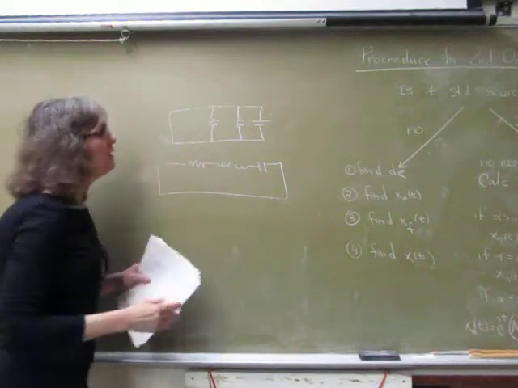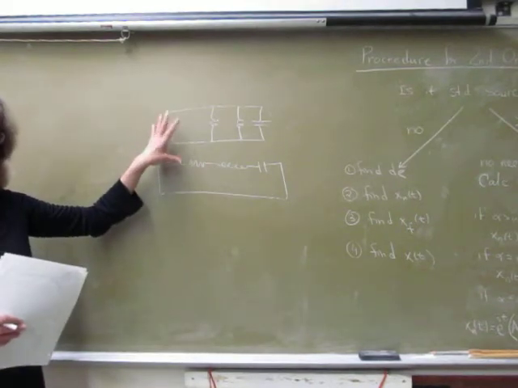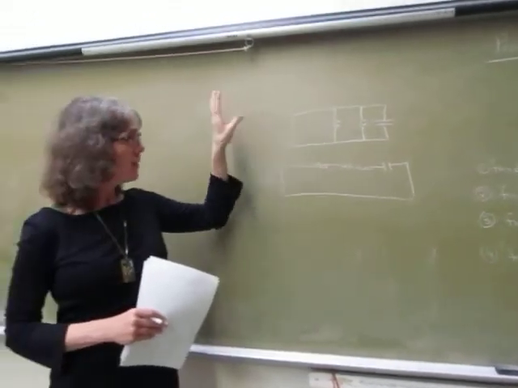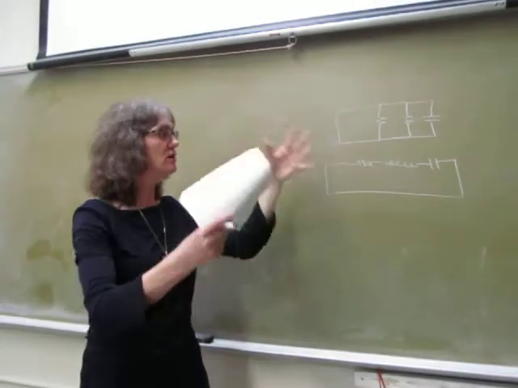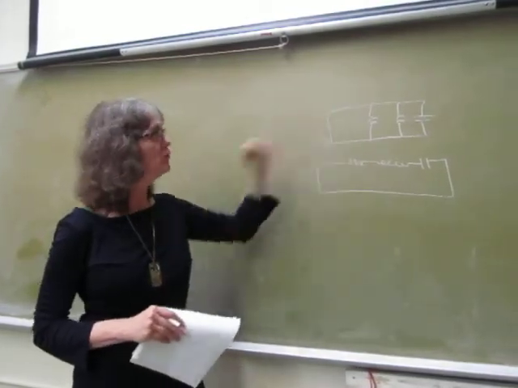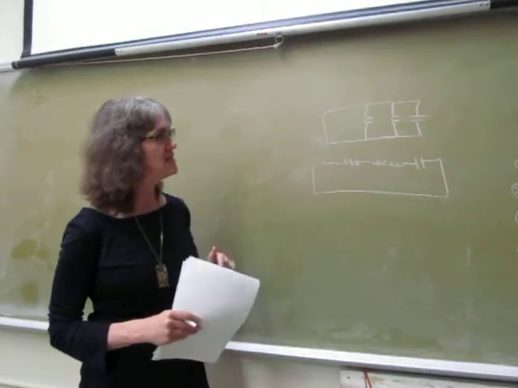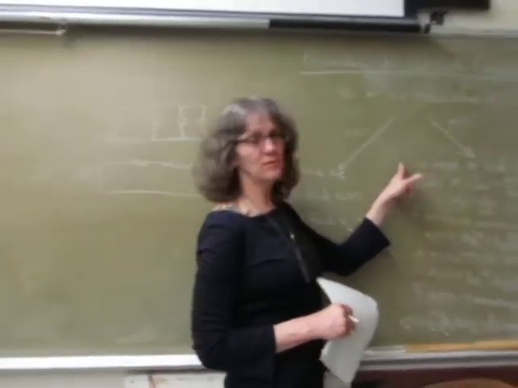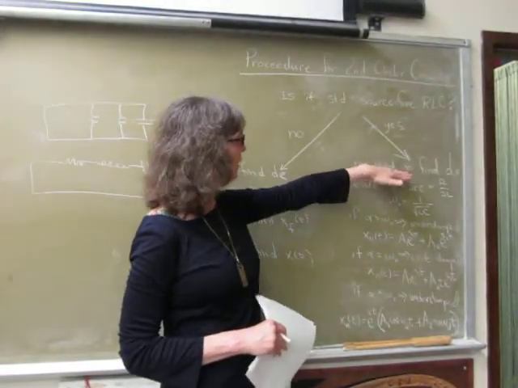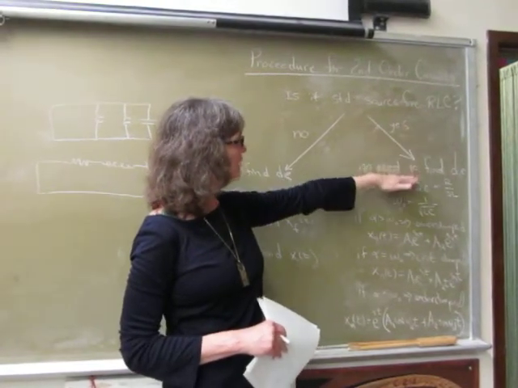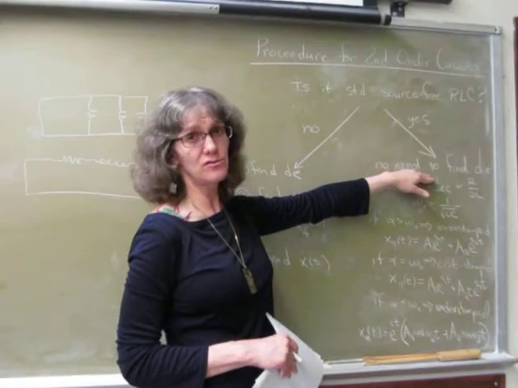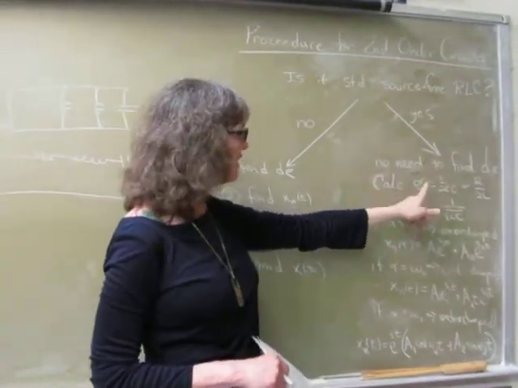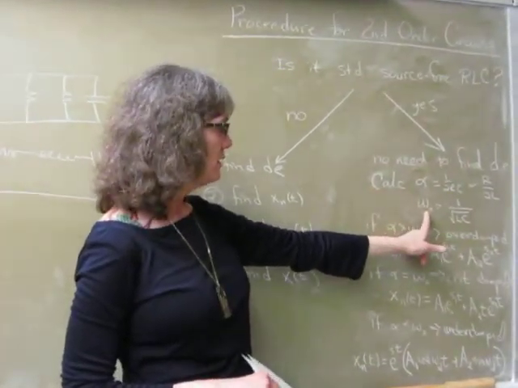So it might not look exactly like this, but given a switch and looking at it after t equals 0, if it reduces to either one of these standard circuits, then there's no need to find the differential equation. So in that special case, your work is actually a lot easier, and all you have to do is calculate alpha and omega.